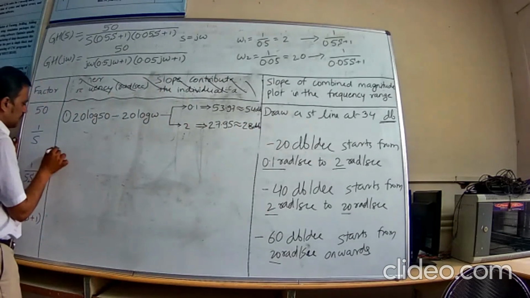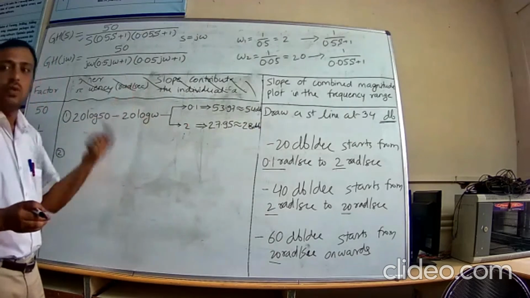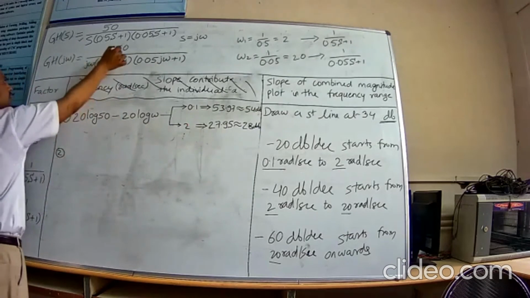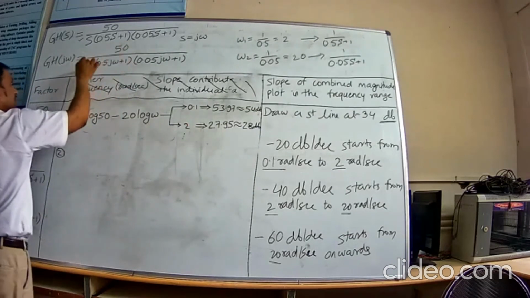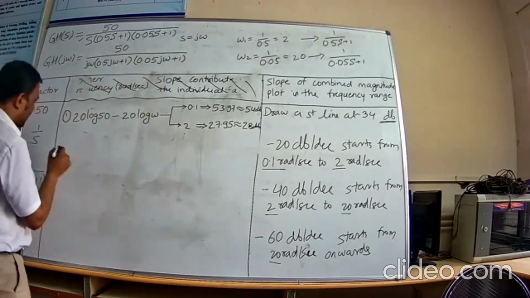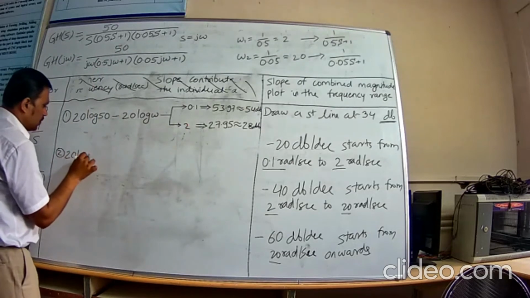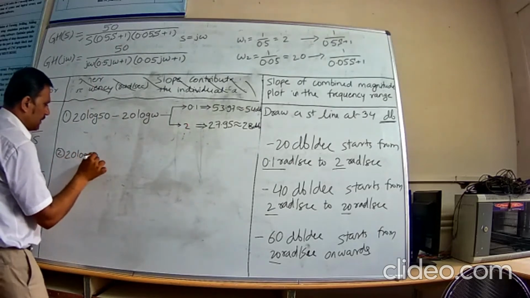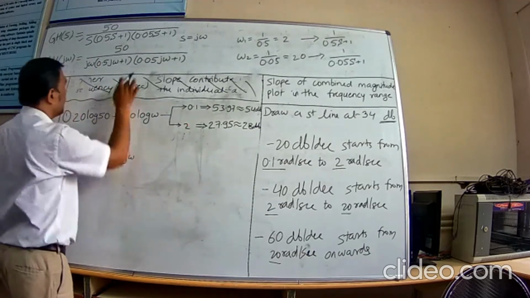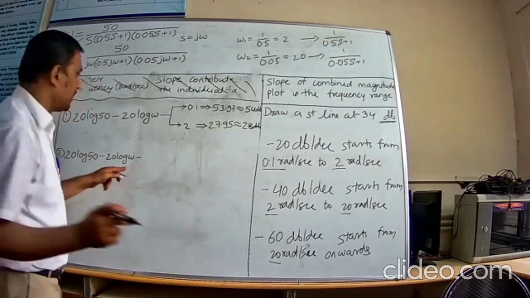Next, the second equation. To write the second equation, again we use the same equation, along with one more factor. For the first equation we considered 50 and j omega. Now for the second equation we consider 50, j omega and 0.5 j omega plus 1, these three factors. I will write here: 20 log 50 minus 20 log omega. Up to this it is the same, and we write minus because the factor is in the denominator.